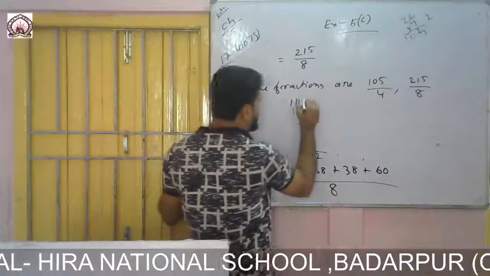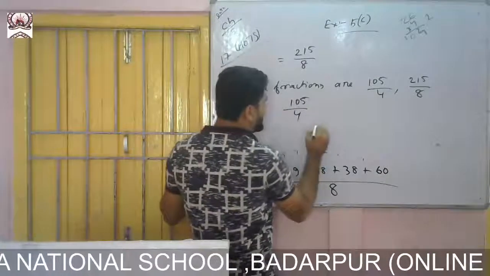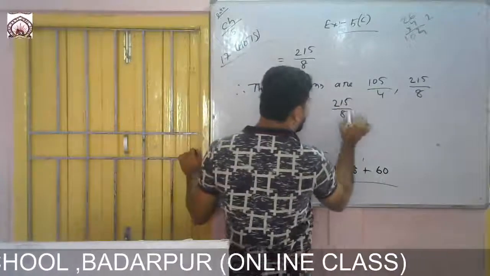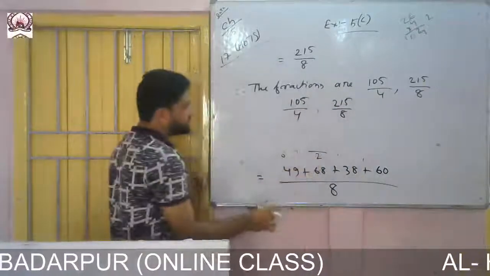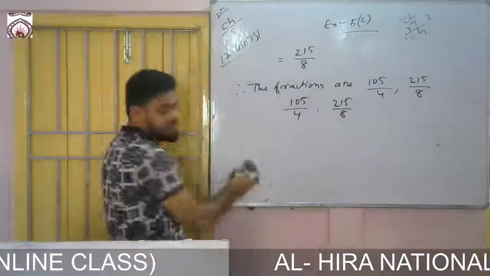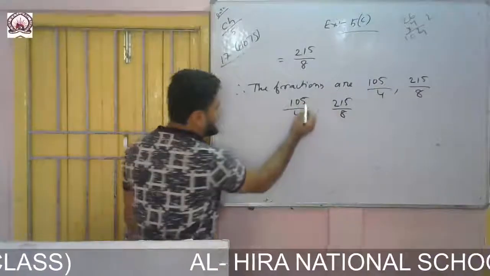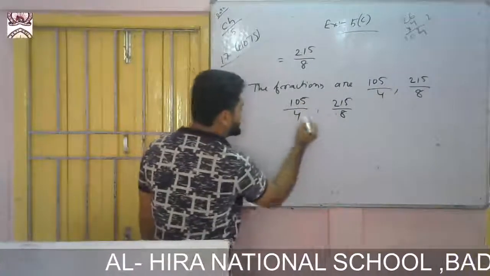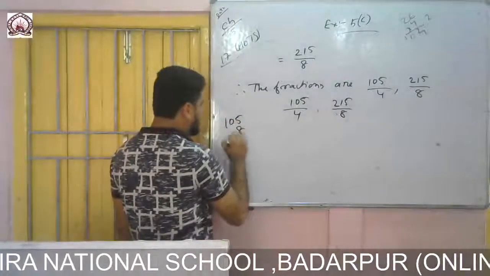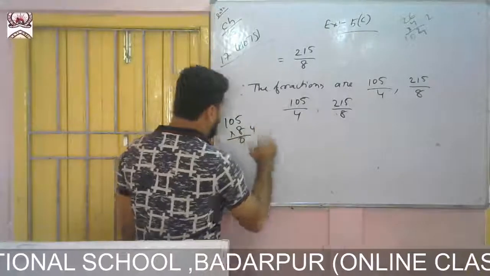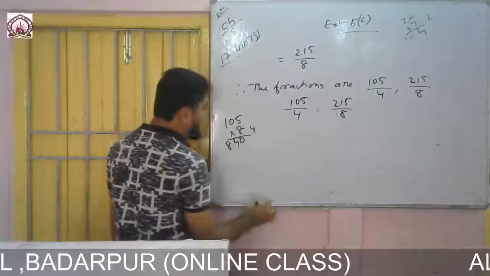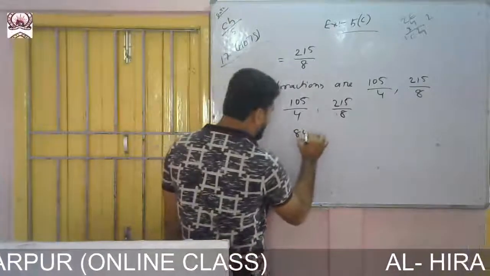You see 105 by 4, then 215 by 8. So how to compare? You compare like this. You cross multiply this one with that one, and this one with that one. So 105 into 8: 5 8s are 40, 0, 4. 8 zeros are 0, 4. 8 1s are 8. It is coming 840.